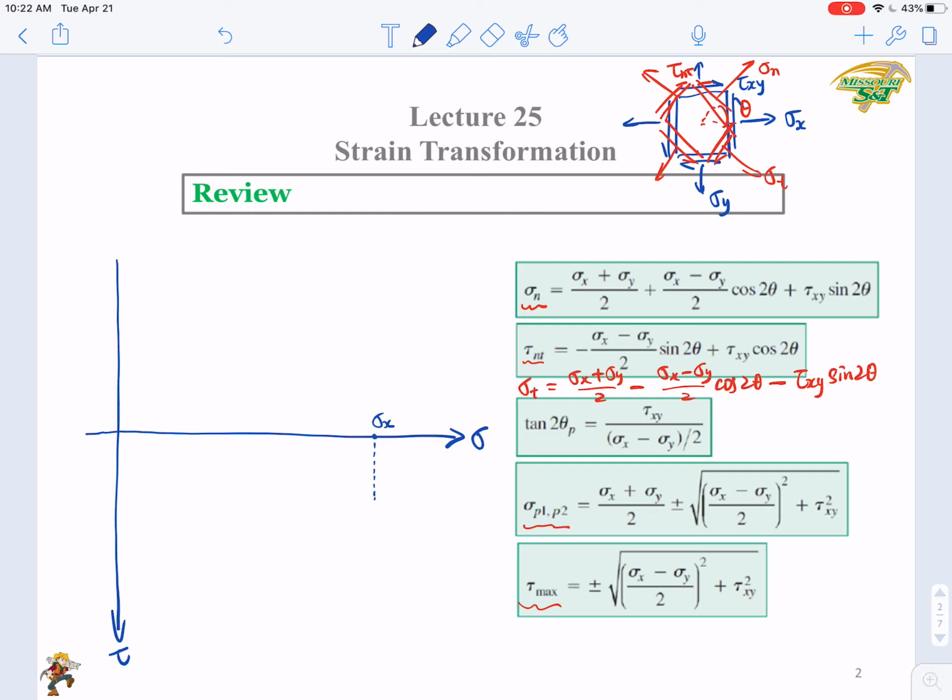Then the second point, sigma y, and here is sigma y, negative tau xy. Okay, then you connect these 2 points. Then use it as a diameter to draw the circle.